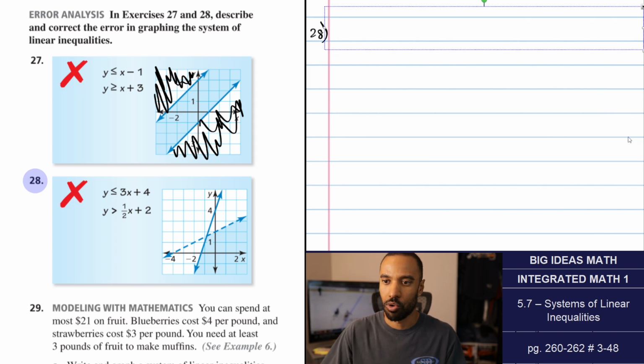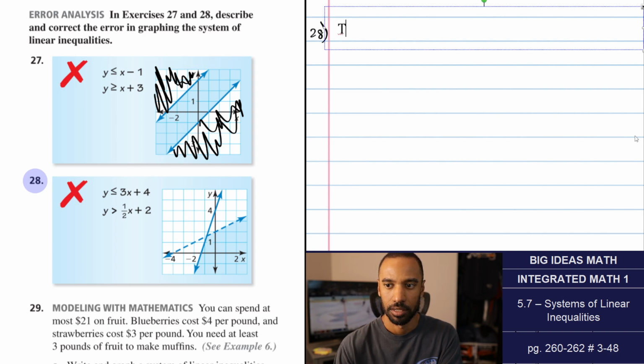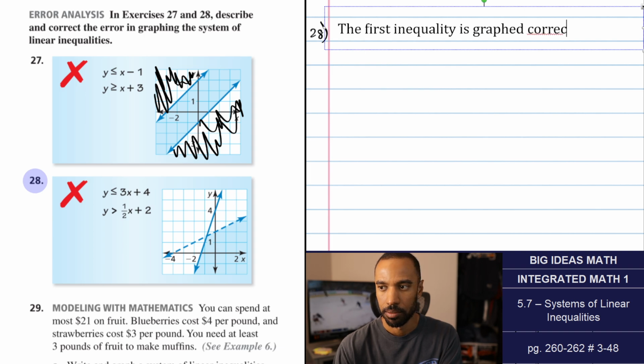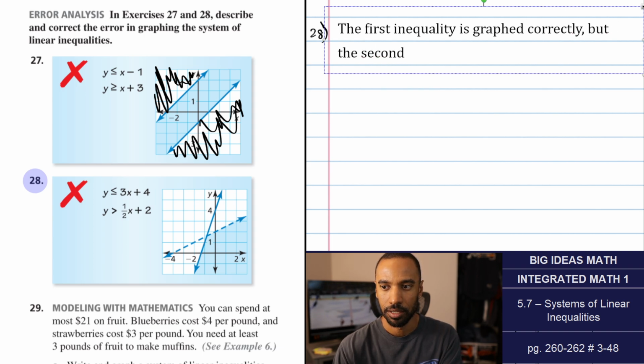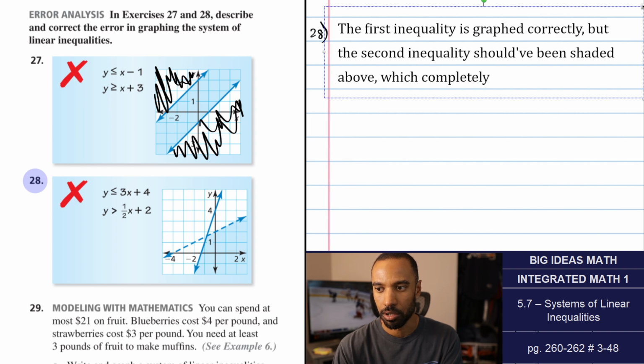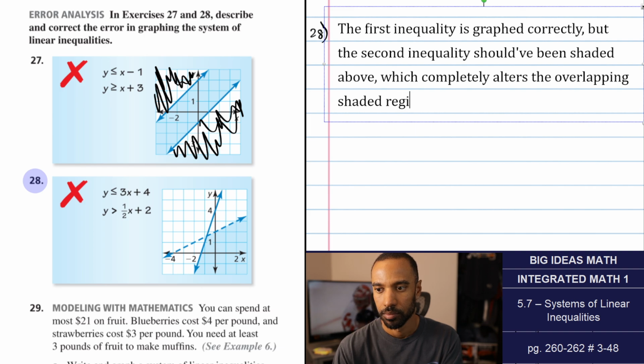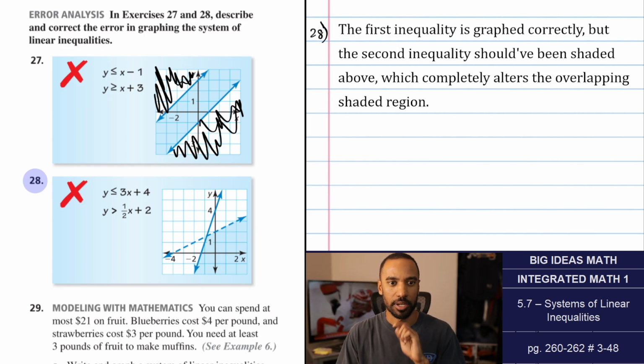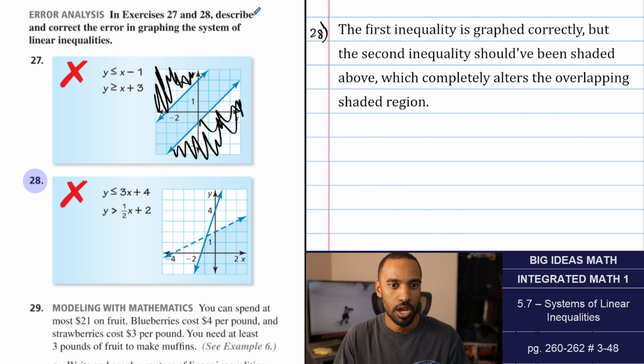So the first inequality is graphed correctly, including shading, because it's underneath. But the second inequality, so these are all about which way they shade, should have been shaded above, which completely alters the overlapping shaded region. See, previously, and I'm going to keep the graph as it is right there, but previously we shaded below this one, and then they also shaded below this one. That's why the overlapping shaded region is as you see it in this area.